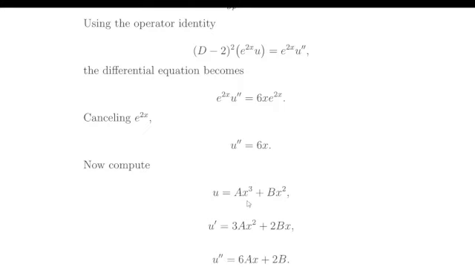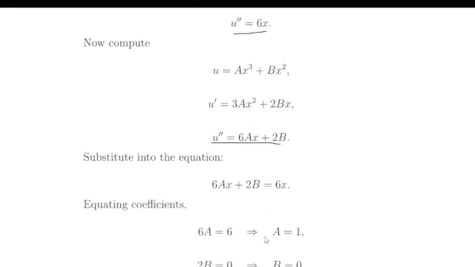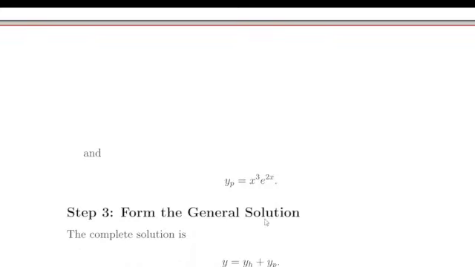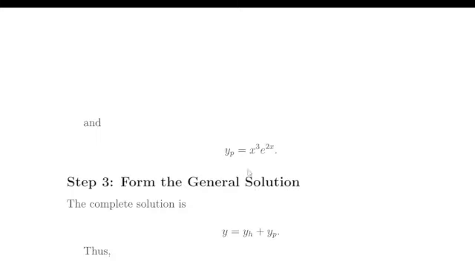We said that u is ax cubed plus bx squared, so then u prime is 3ax squared plus 2bx, and u double prime is 6ax plus 2b. So now we need to compare these two, and clearly you'll see that a is 1 and b is 0. So then u has to be x cubed. So y sub p, we said it was u times e to the 2x, u is x cubed, so y sub p is x cubed times e to the 2x.